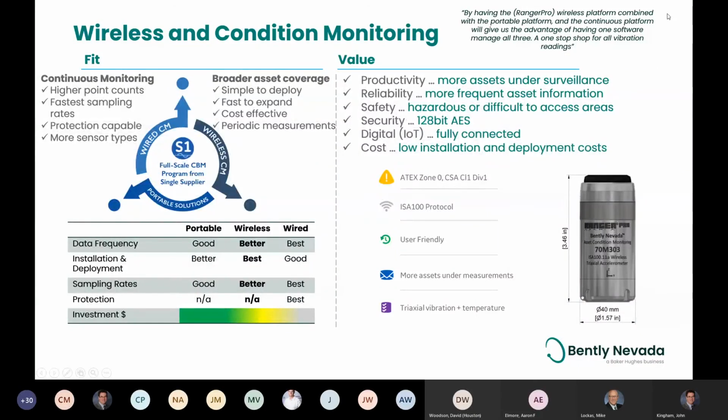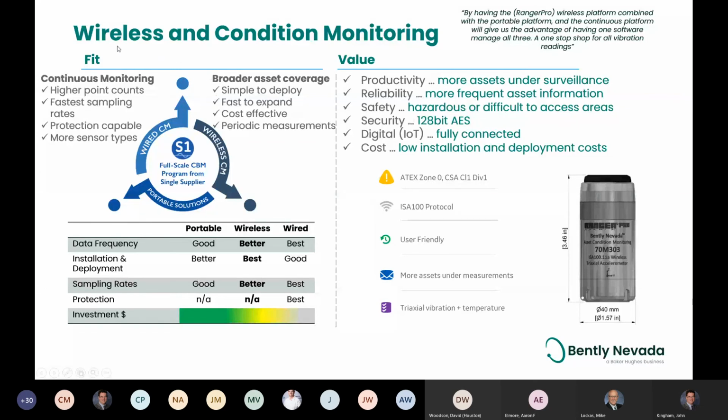So going back to the slide on System 1, I just want to highlight this customer quote. She said, by having the Ranger Pro wireless platform combined with the portable platform and the continuous platform will give us the advantage of having one software manage all three. A one-stop shop for all vibration readings. And that is so true and is the basis of why we made System 1.